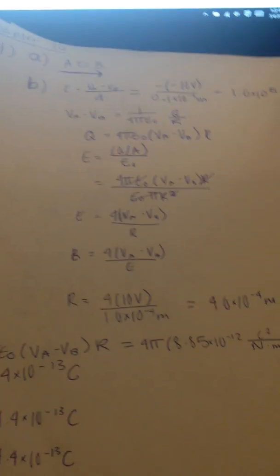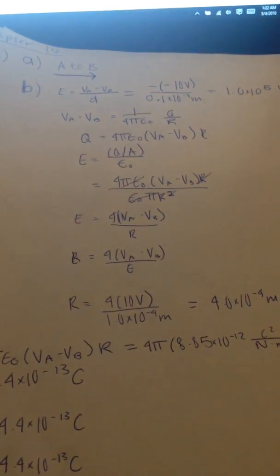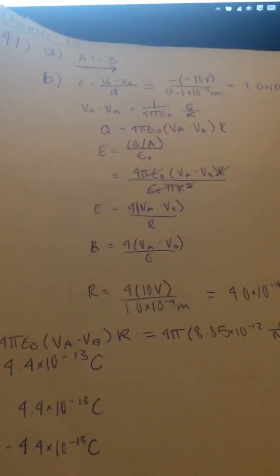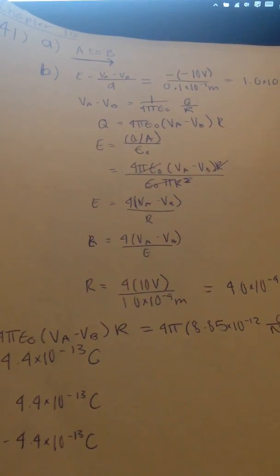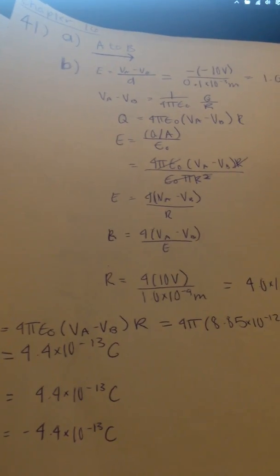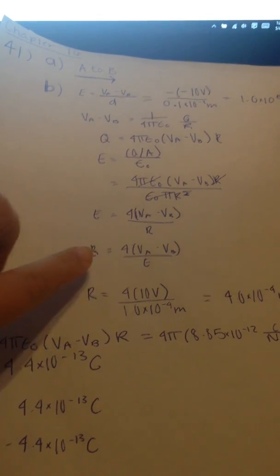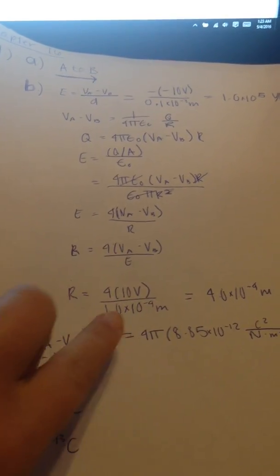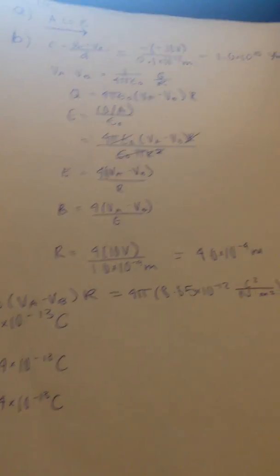Now we're going to be looking at the electric field between the disks, and that's given by that equation there. We're going to plug Q into that equation, and then we get a simplified version. Long story short, 4 times VA minus VB over R, and then we solve for R. Solving that, we get 10 volts over 1.0 times 10 to the negative 4th meters.